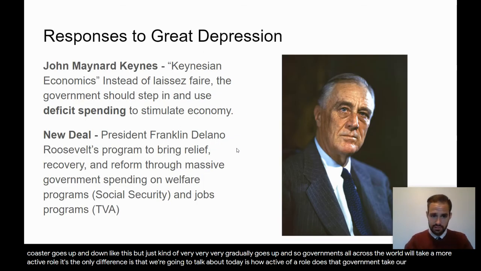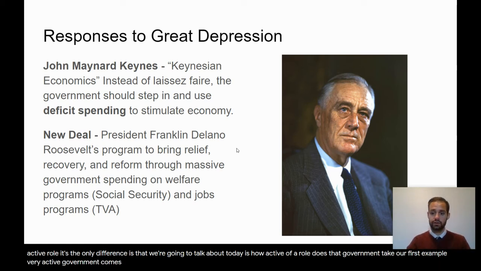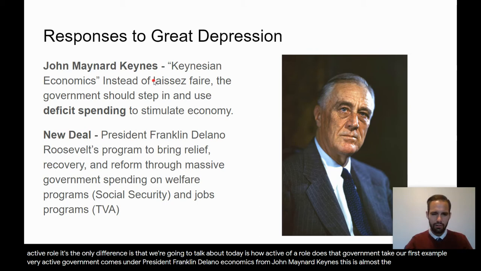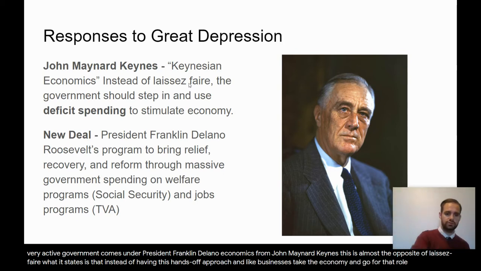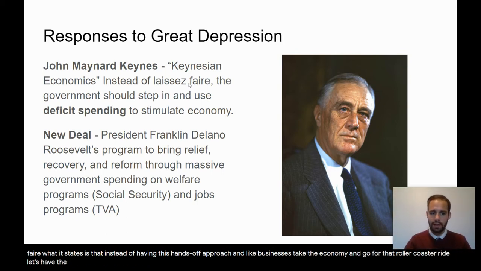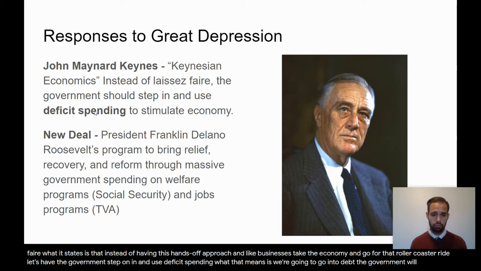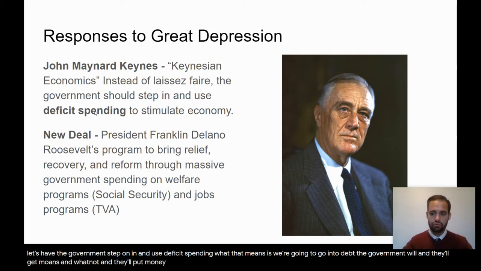Our first example of a very active government comes under President Franklin Delano Roosevelt. Now, he was using Keynesian economics from John Maynard Keynes. This is almost the opposite of laissez-faire. What it states is that instead of having this hands-off approach and letting businesses take the economy on that roller coaster ride, let's have the government step in and use deficit spending. What that means is we're going to go into debt. The government will get loans and whatnot, and they'll put money into the economy in order to stimulate it and grow it.